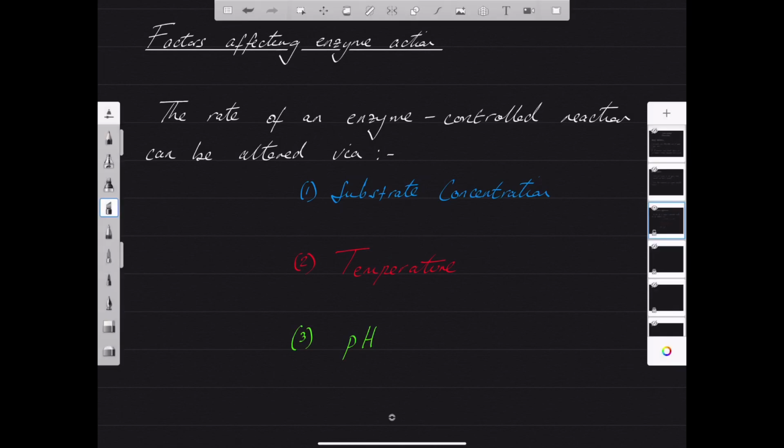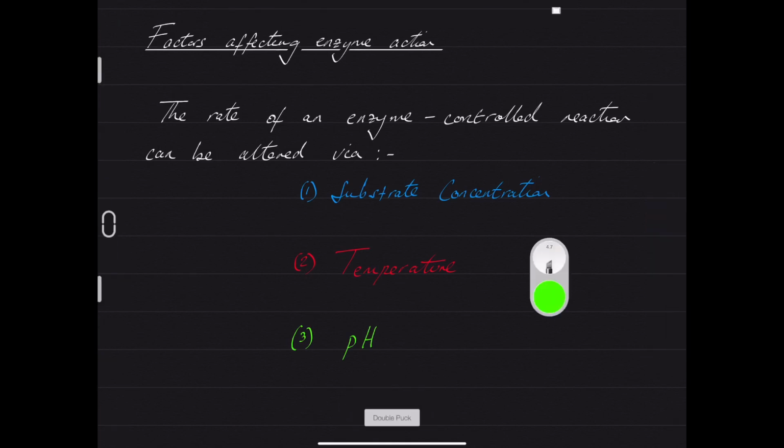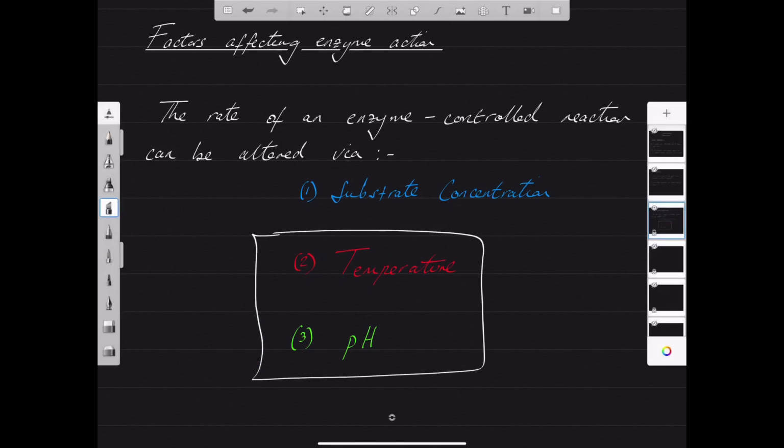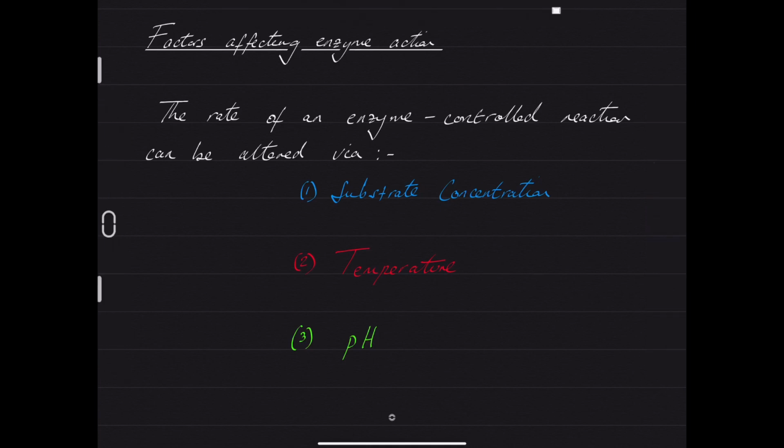Now, in terms of your exam, most of the questions tend to revolve around these two here. Okay, so when we talk about temperature and pH, but it's good to know about substrate concentration because it's the underlying principle by which we can understand temperature and pH. So that's why I'm going to give you a brief explanation about substrate concentration and its effect on enzyme controlled reactions, and then it's easy to understand temperature and pH.